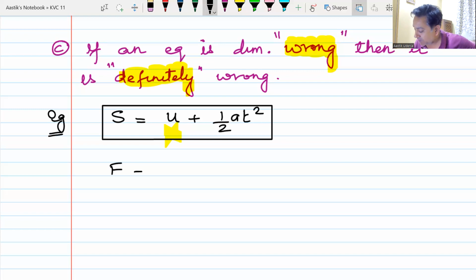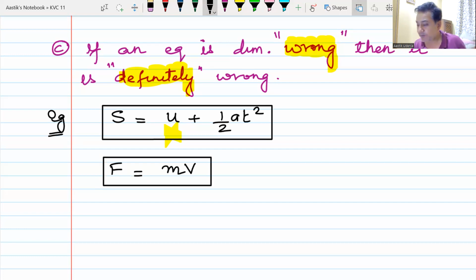Let me write this equation. F is equal to m into v, where F is force, m is mass, and v is velocity. Can this equation be correct? No, sir, it cannot be correct, because dimensions are not matching. If I write F is m v square, can it be correct? No, it cannot be correct because the dimension on the left hand side and the right hand side are not matching. Do you understand this? Yes, sir.